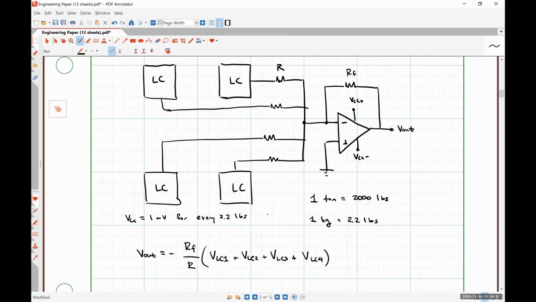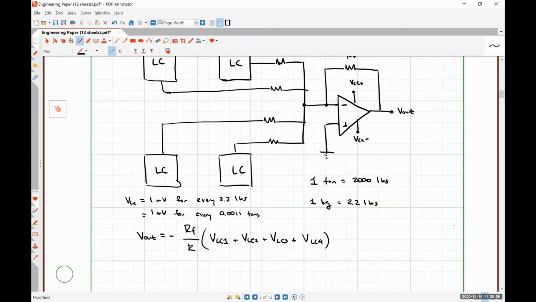A ton is 2,000 pounds. So 2,000 divided by 2.2. 2.2 divided by 2,000 would be better. This is the same as 1 millivolt for every 0.0011, right? So our total gain then needs to be 1 divided by 0.0011, I believe, right? So the reciprocal of this, 909.01, I think.